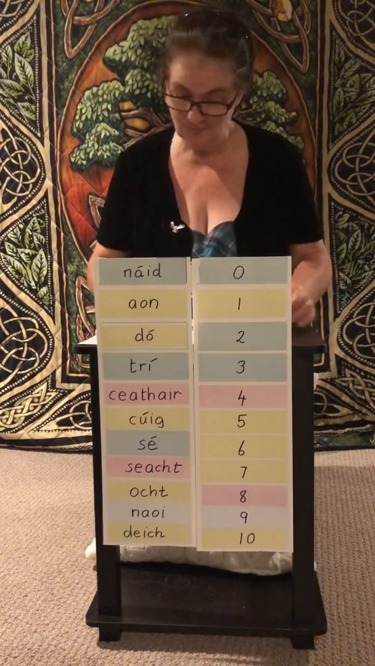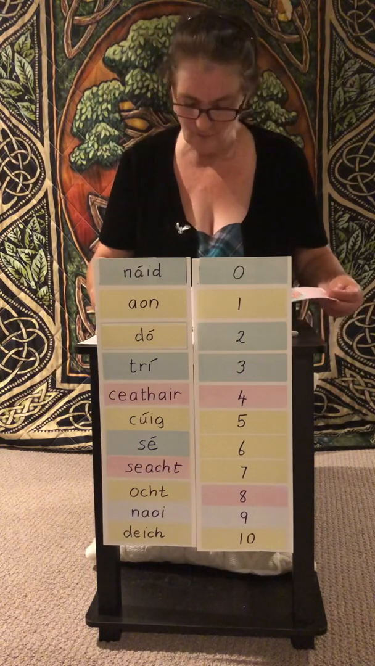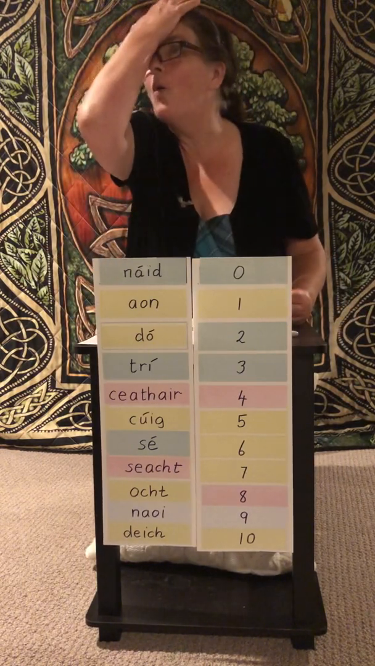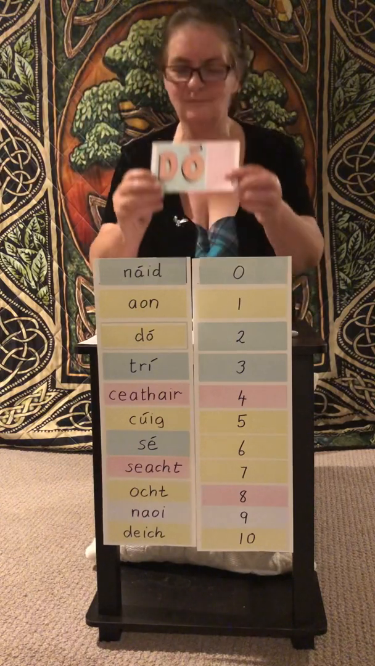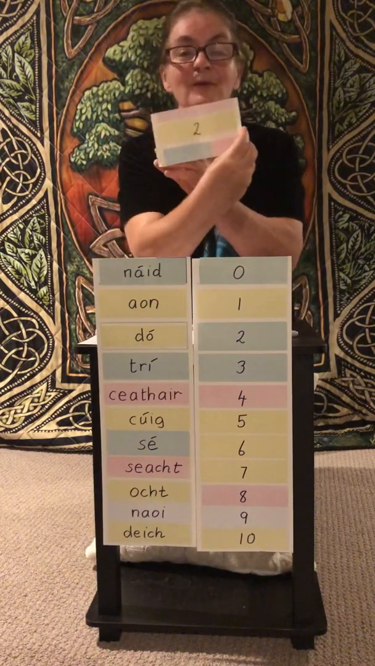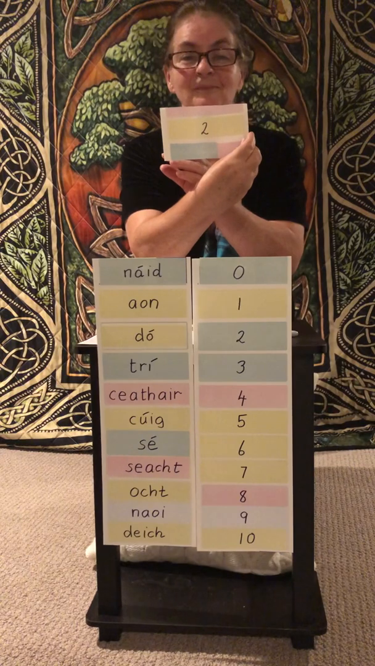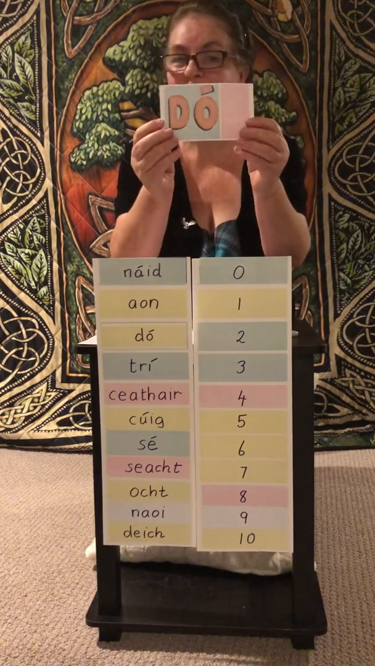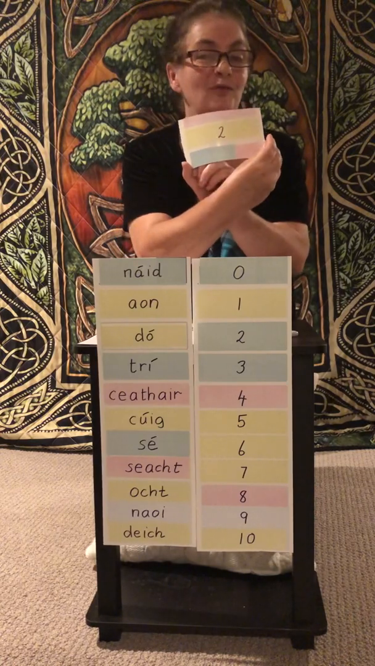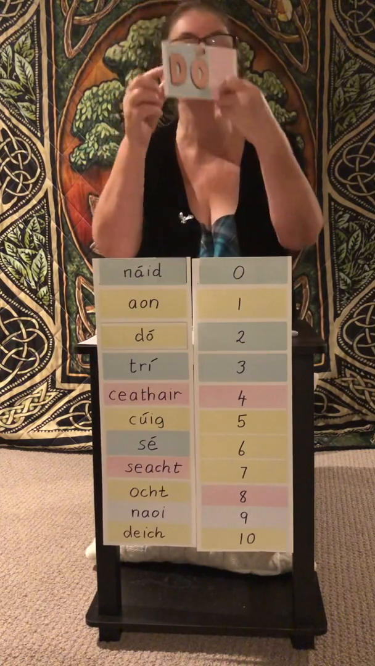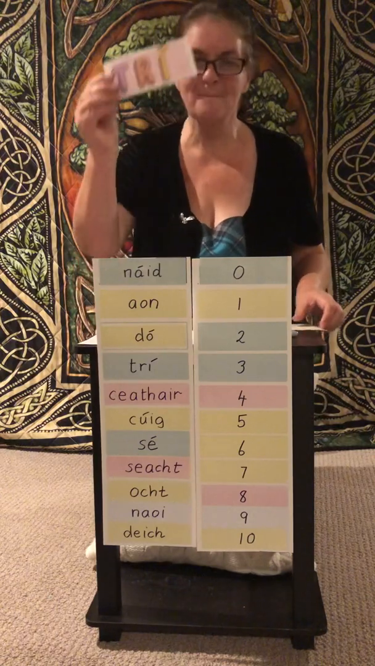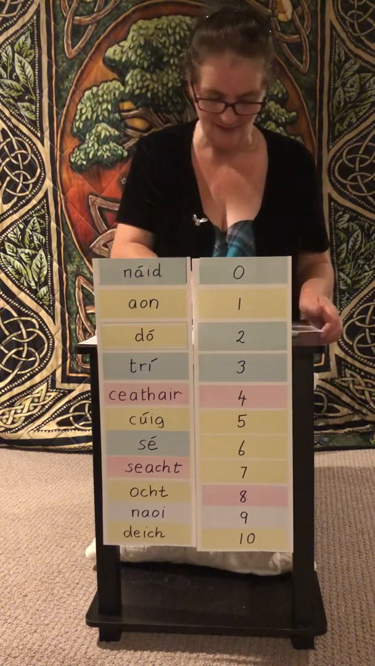And 2. That's so easy. That's what Homer Simpson would say, do, if he forgot it. Do is number 2. A Homer Simpson phrase. Do, you can't forget that one. Number 2 is do. What was number 3? Tree. Okay.